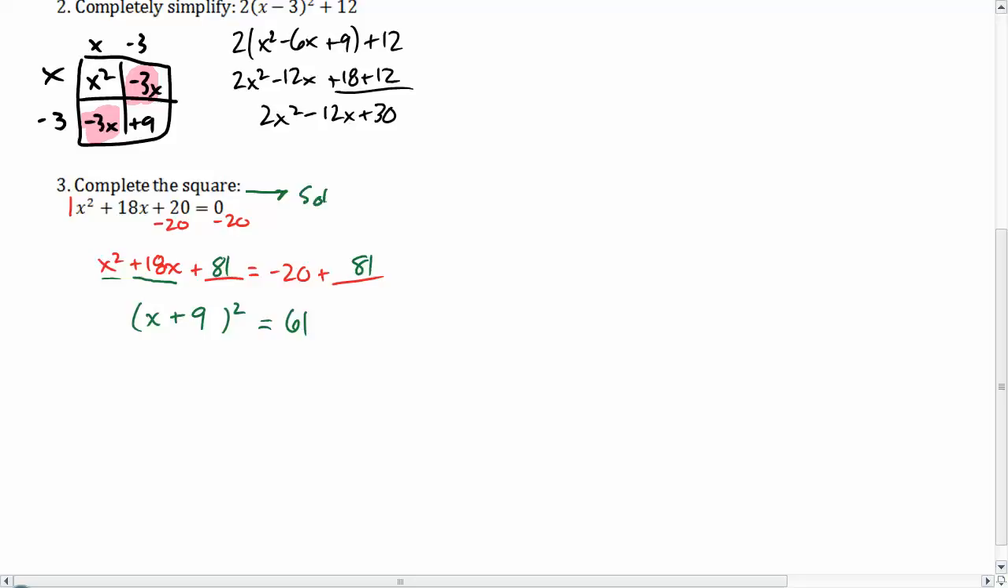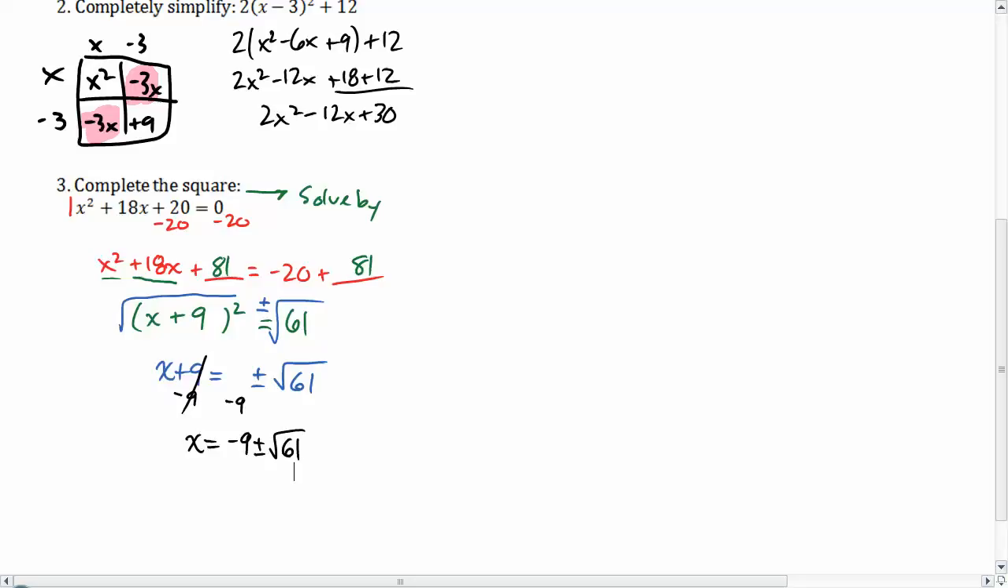Now let's say this had said solve by completing the square. The next step you would have to do is take the square root of both sides. When you take the square root of both sides, you have to put a plus and minus on the right hand side. And so we'll have x plus 9 equals plus or minus the square root of 61. Well, we're not quite solved because we don't have x equals. So subtract your 9 away from both sides, and you'll have x equals -9 plus or minus the square root of 61. As soon as you have that, you're done.